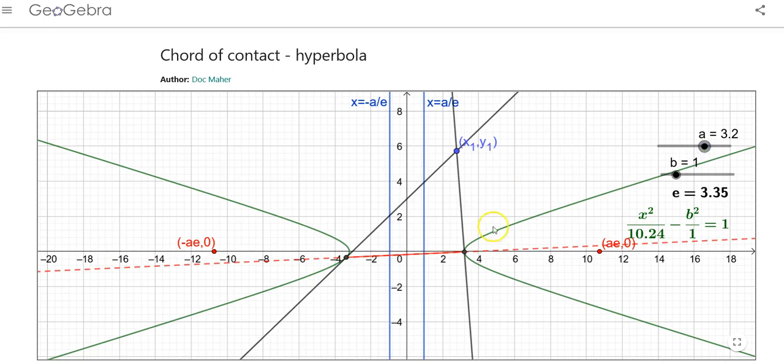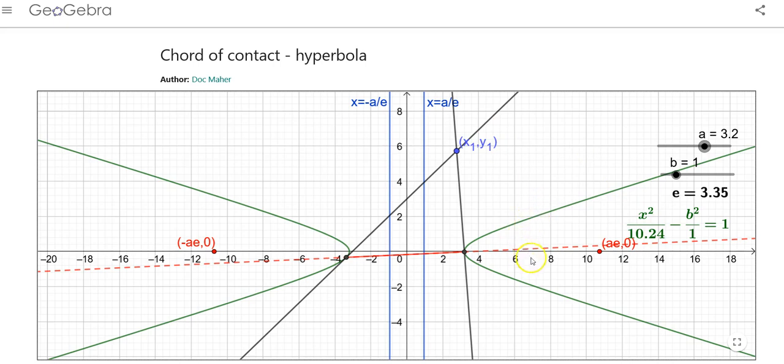So here we have our two branches of the hyperbola. A is clearly bigger than b, so it looks like it's compressed vertically. We've got our value of e as fairly big, 3.35. We know it's just got to be greater than 1, however. That gives us the equation of this particular hyperbola as x squared on 3.2 squared minus y squared on 1 squared equals 1.